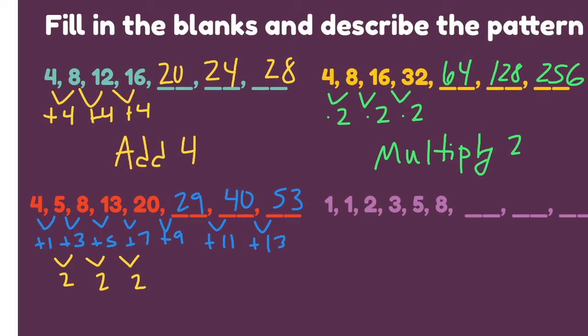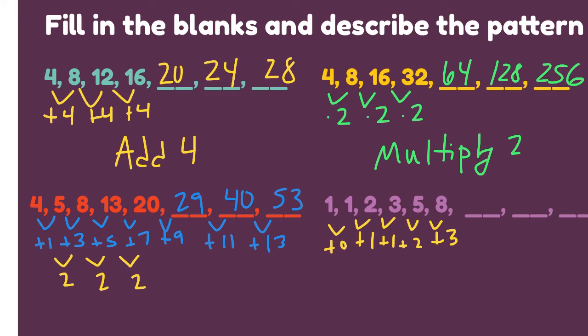Our last pattern can be a little bit complicated as well, but let's give it a try. So we've got 1, 1, 2, 3, 5, 8. We're still increasing. Looks like we're not adding a consistent number again, but if you do 1 plus 0, you'd get 1. 1 plus 1 would give you 2. 2 plus 1 would give you 3. 3 plus 2 would give you 5, and then 5 plus 3 would give you 8.